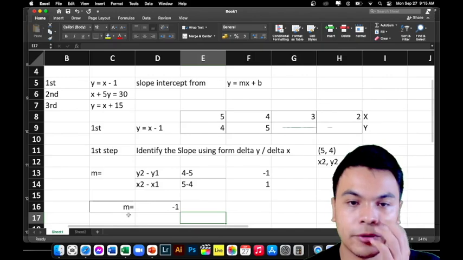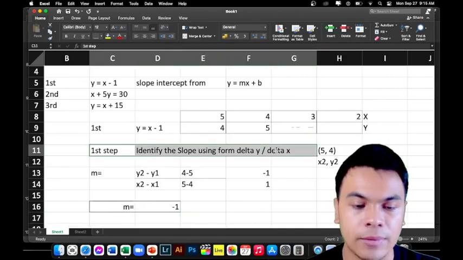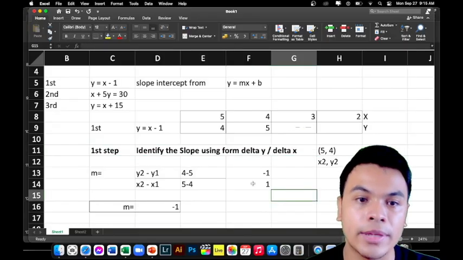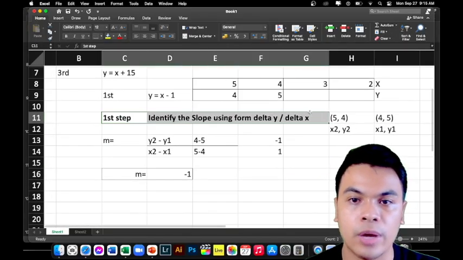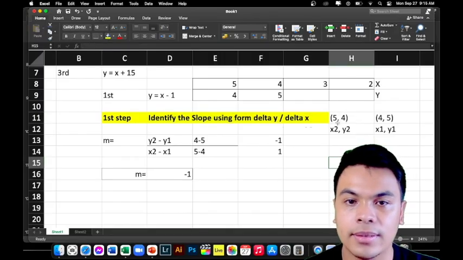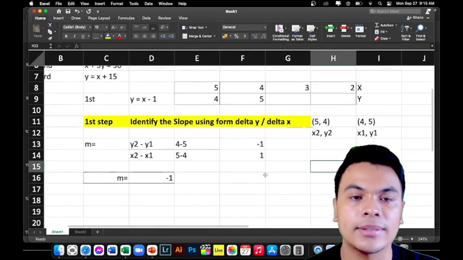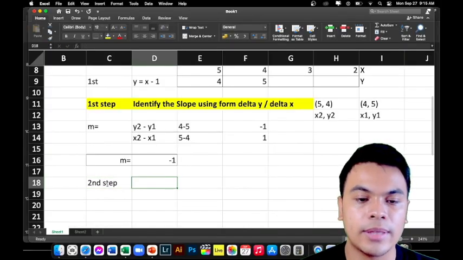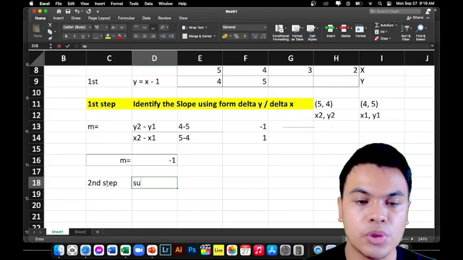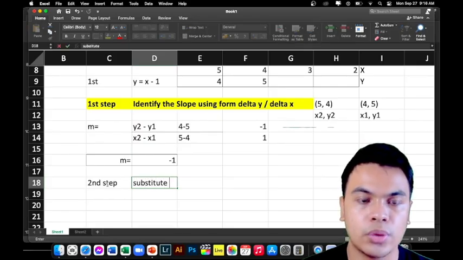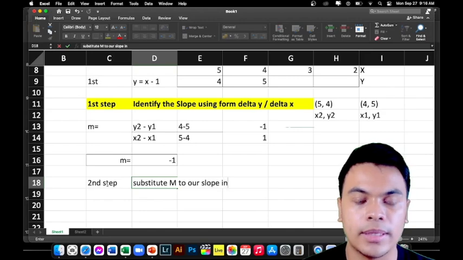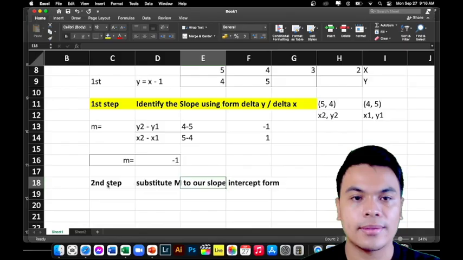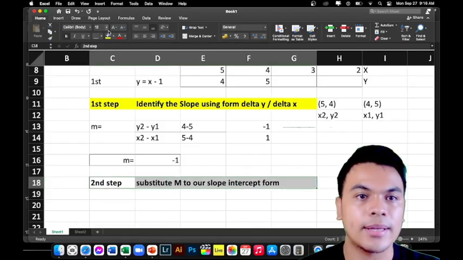Okay, we now have the value for m. We can now identify the slope-intercept form or y-intercept form. Okay, so we go to our second step. Ayan, I will highlight para makita natin kung ano mga steps na tayo. For our second step, we now substitute m to our slope-intercept form. Okay? Ayan.